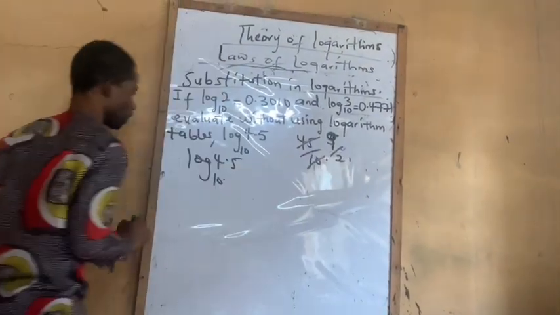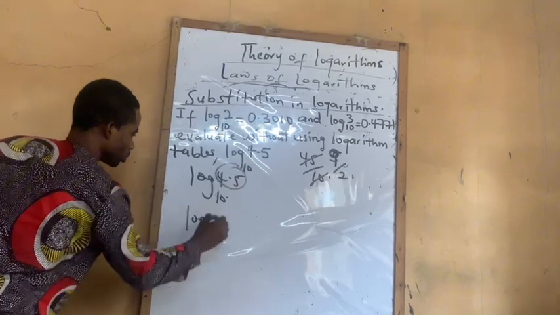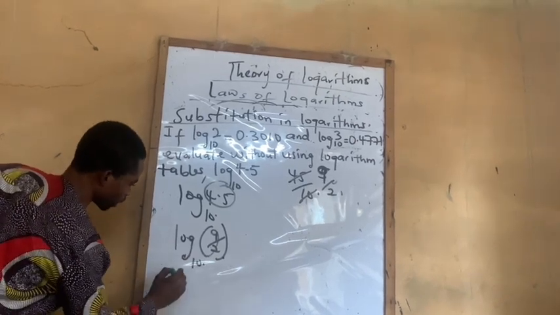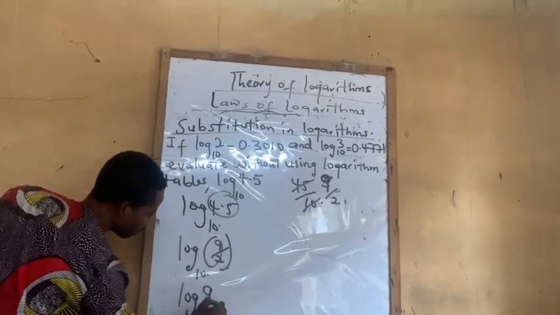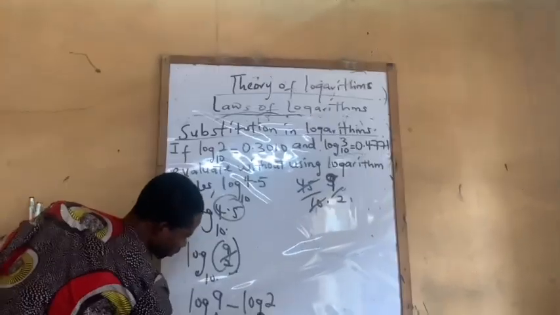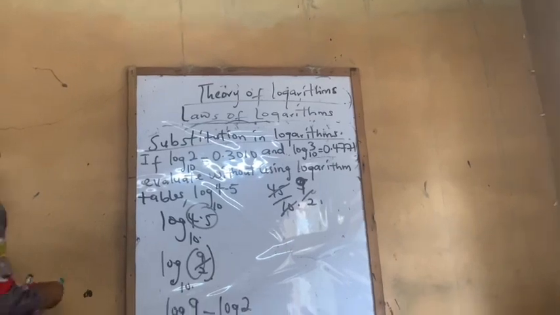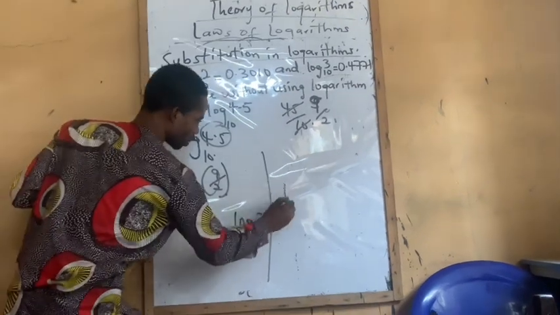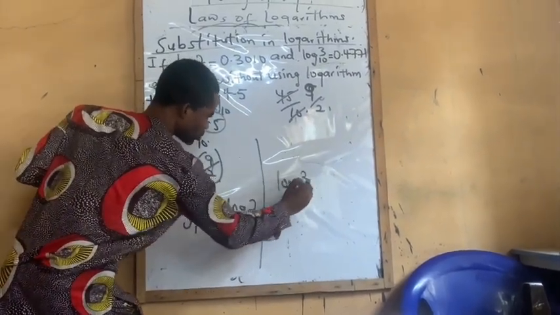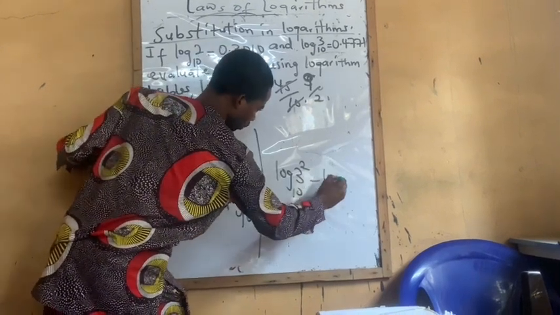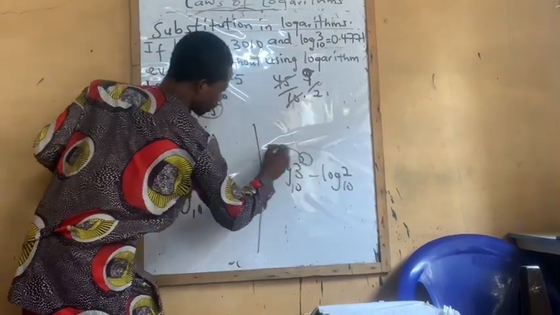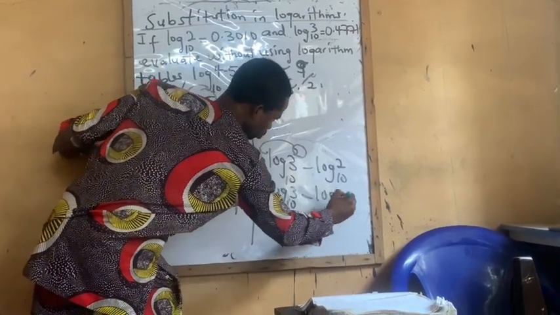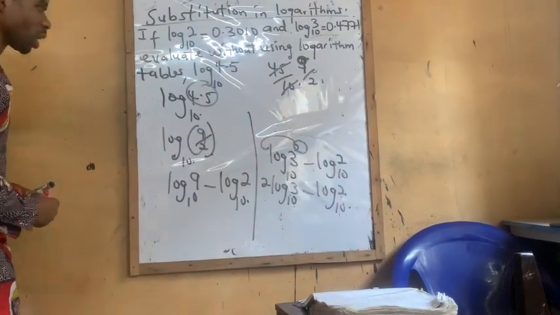That means this thing has turned to log of 9 over 2 base 10, which I can also write as log 9 base 10 minus log 2 base 10. Now, I only have log 2, I don't have log 9. So I can simplify: log 9 can also be log of 3 raised to the power 2, base 10, minus log 2 base 10. So I'm bringing this 2 here. That means 2 log 3 base 10 minus log 2 base 10. Now that I have this, I've simplified it.